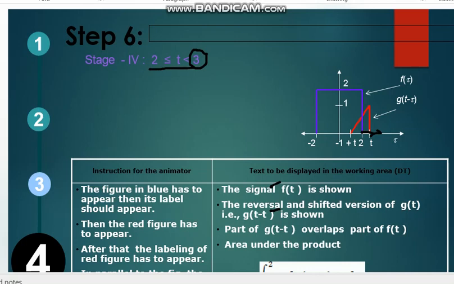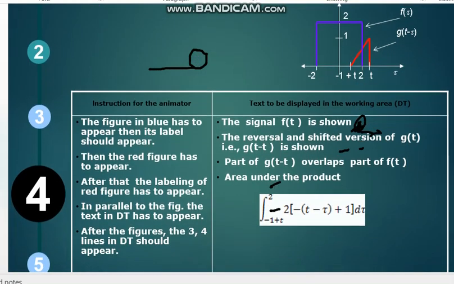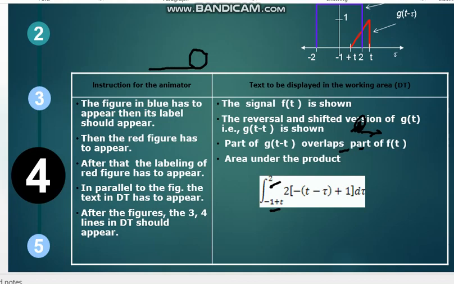That is the thing, and there is some way from -1 plus t to 2. That is the overlapping region, and in that overlapping region we will take the range in the integration part.